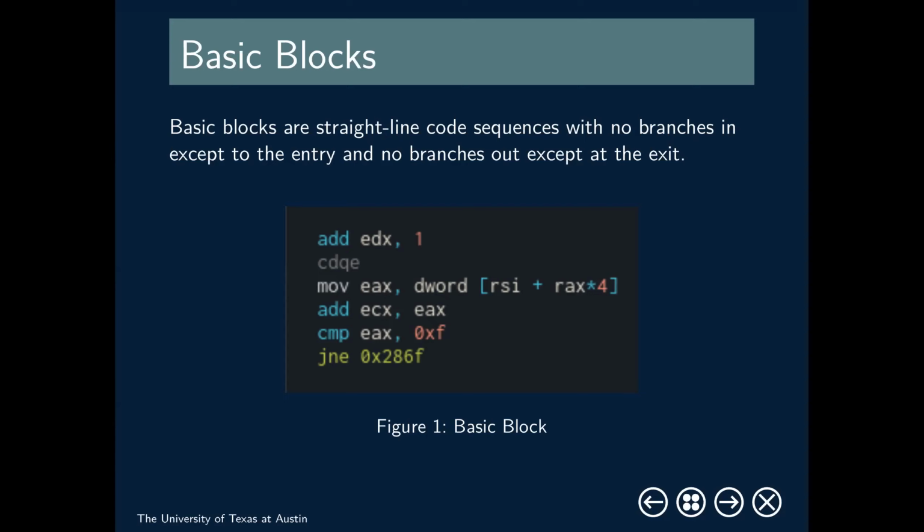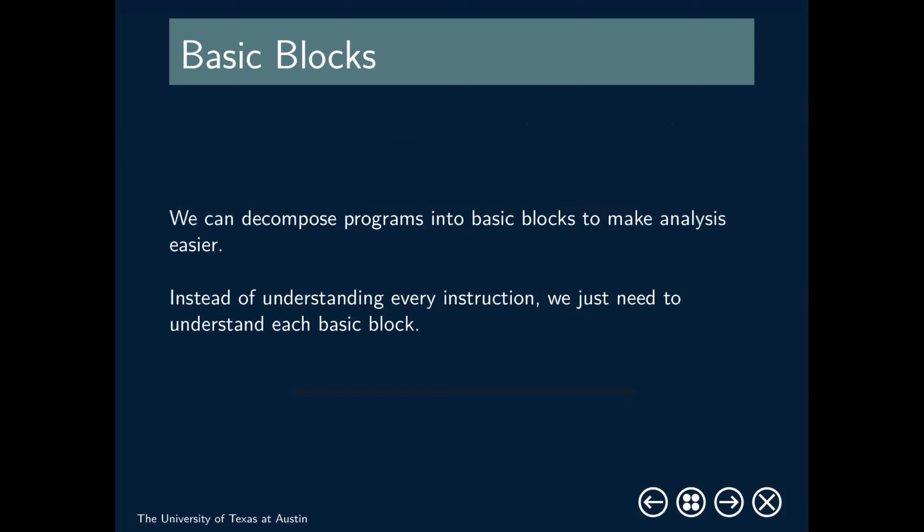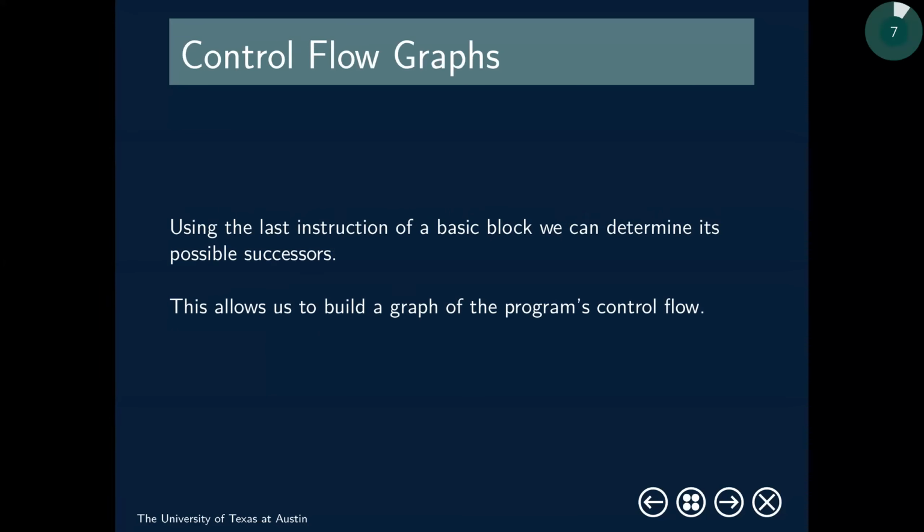So why do basic blocks exist? We can try to decompose our programs into these basic blocks, and instead of trying to understand every instruction individually, we just need to understand each basic block and how they interact with each other. To analyze a full program, we would decompose it into a bunch of basic blocks, and then from the last instruction of each basic block, we can tell what possible successor basic blocks it has.